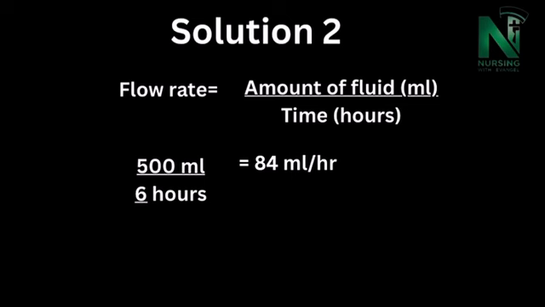So plugging these values into our calculator, we are going to have 500 mL divided by 6 hours. If we punch it in our calculator, we are going to get 83.3 mL per hour. Because of that, we are going to approximate it to 83 mL per hour. That means that if we set the infusion pump to deliver this IV fluid at the rate of 83 mL per hour, we'll be able to administer 500 mL of this solution at the end of 6 hours.